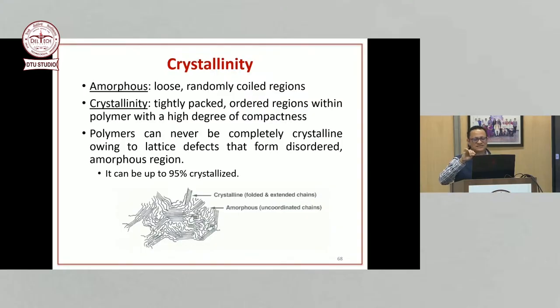I have multiple slides saying this again and again, so you can imagine it. Amorphous: loose, randomly coiled regions. Crystalline: tightly packed, ordered with a high degree of compactness. You can also think, when you have uncooked noodles, you can put them in a small packet, but when they're cooked, you need a bigger bowl for the cooked noodles, right?